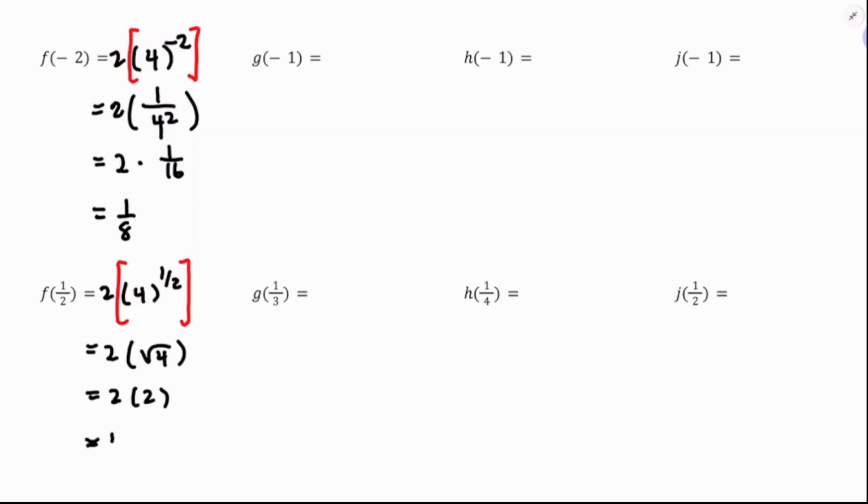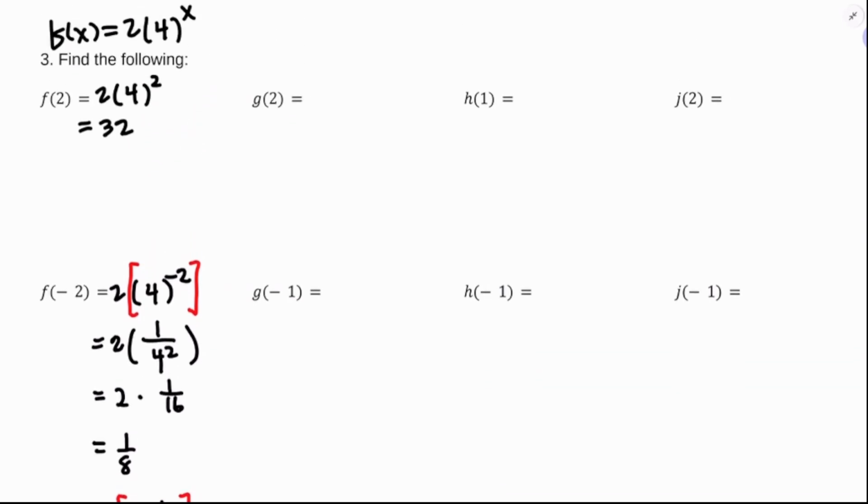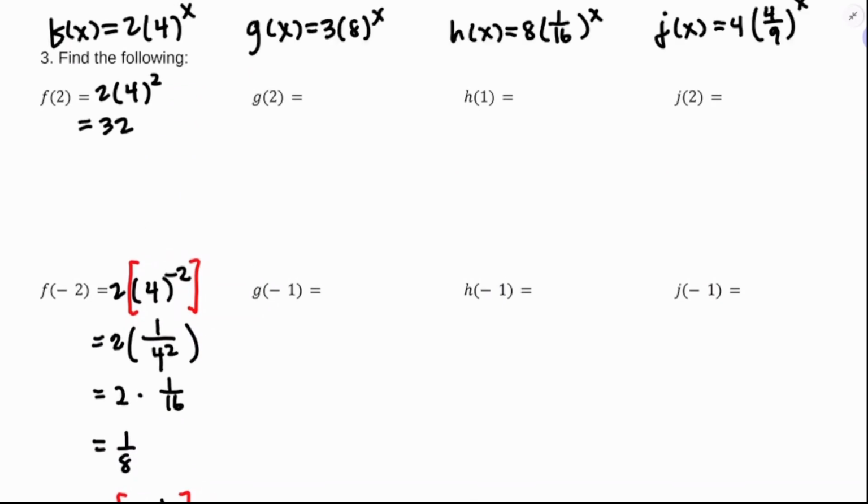And that's going to equal 4. G of x. Start off with g of 2, and that's going to be 3 times 8 squared, and that's 3 times 64. Ooh, this is kind of near the limits of my ability to multiply, but 3 times 60 is going to be 180. 3 times 4 is 12. If I add 180 and 12, I'm going to get 192. I can do that.